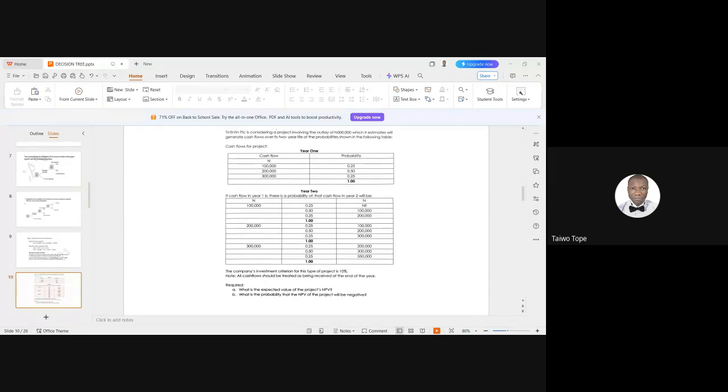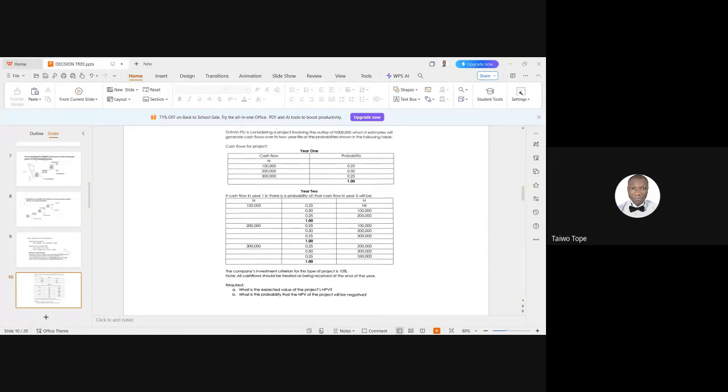The question didn't give detail on what you have to do. Maybe you have to use a decision tree. Somebody can ask, how will you know? Some questions will not come out plainly to tell you to use a decision tree. But from the lines in the question, it's very clear that we are required to determine the expected value of the project's NPV.